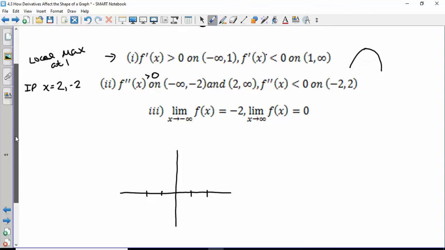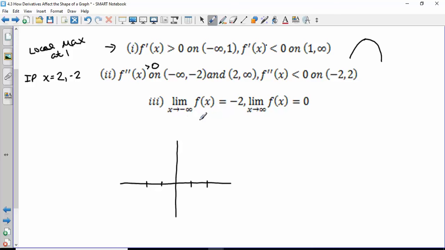Let's go ahead and read this third condition, and then we'll start drawing some things. The limit as you go to negative infinity of f of x is equal to negative 2. So as this graph is going forever in the negative direction, we have a horizontal asymptote at negative 2. The limit as x approaches infinity of f of x equals 0. So as you go forever in the positive direction, your horizontal asymptote is at 0. Alright, more than one possible graph.